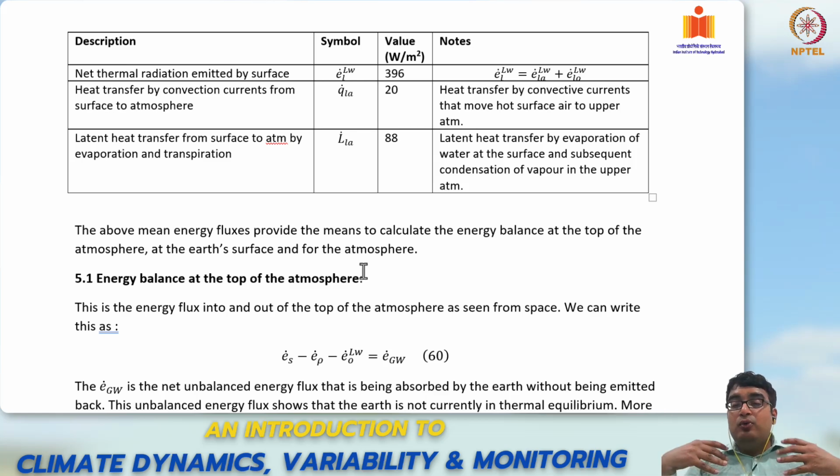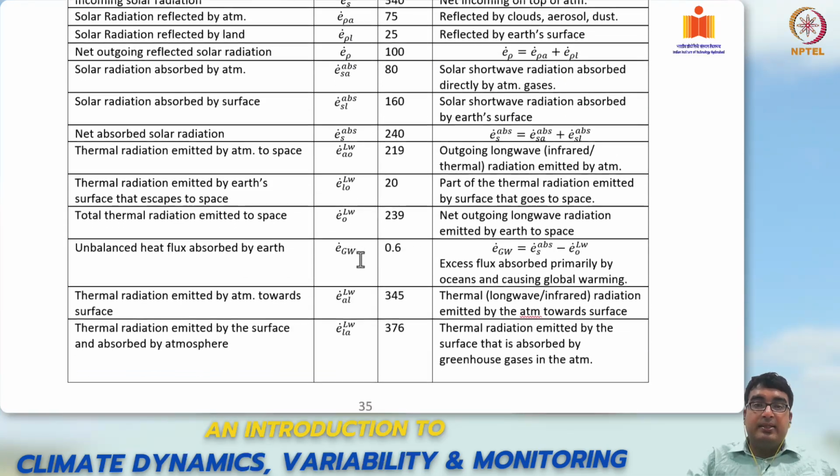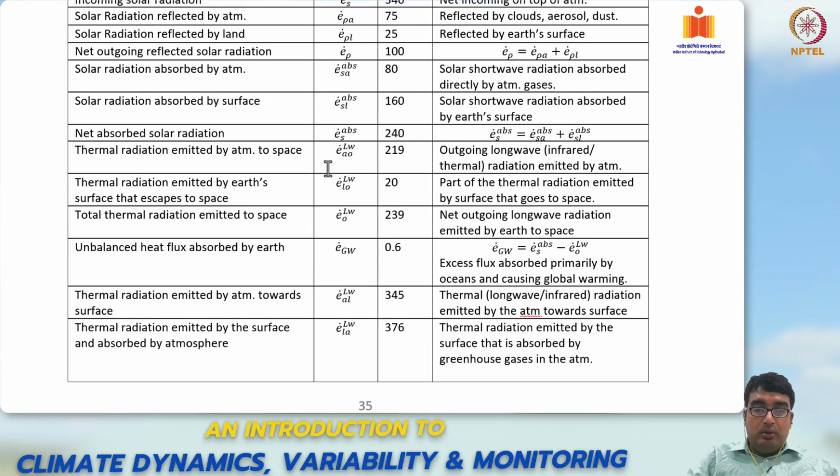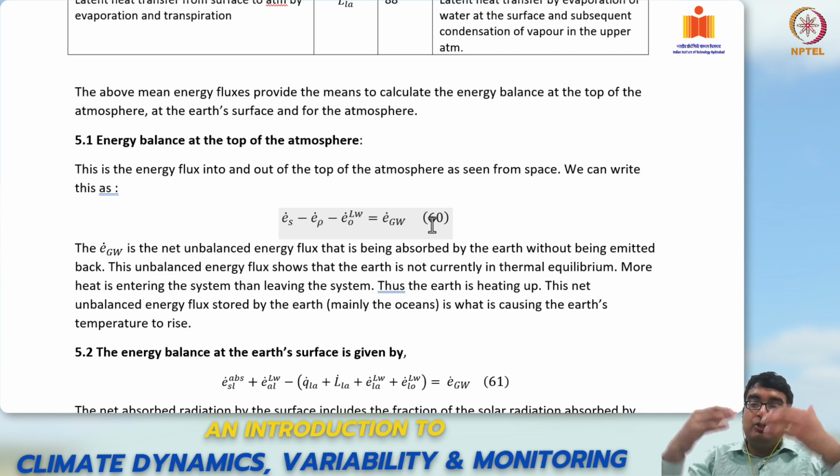So then we can do the explicit energy balance at each of these layers. Energy balance at the top of the atmosphere is the total incoming solar radiation E dot S, minus the reflected solar radiation E dot rho, minus the outward long wave radiation E dot O long wave. E dot S is this one, E dot O LW is 239 and E dot rho is 100, and these three, incoming minus outgoing, is the unbalanced term, which is E dot global warming. So this is the expression for the energy balance at the top of the atmosphere.